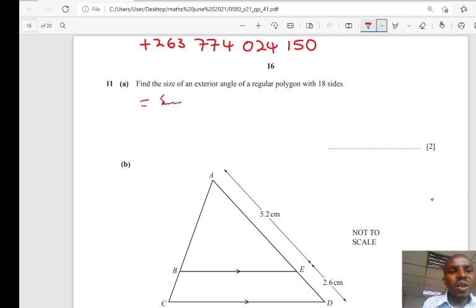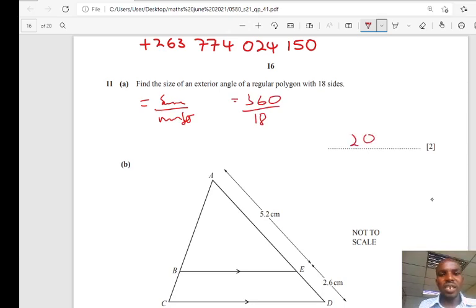Just say the sum over the number of angles. The number of angles is the same as the number of sides. The sum is 360 over 18. 360 divided by 18 is 20. So it's 20 degrees. 18 into 36 is 2, into 0 is 0. So it's 20 degrees.